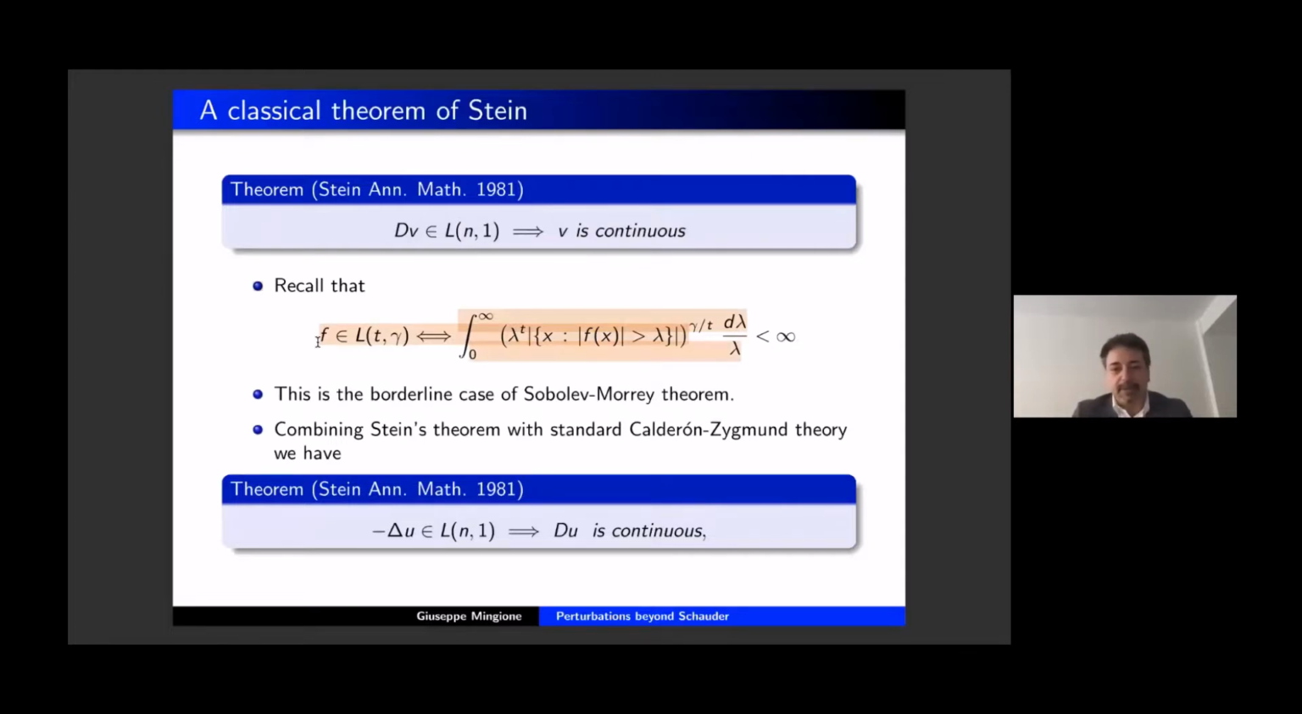So by Calderón-Zygmund theory and interpolation, you get the following reformulation of Stein's theorem. And this tells you what's the largest space the right-hand side of the Poisson equation has to belong to in order to guarantee that the gradient is continuous. And this condition is sharp, as shown by Andrea Cianchi by means of counterexamples.